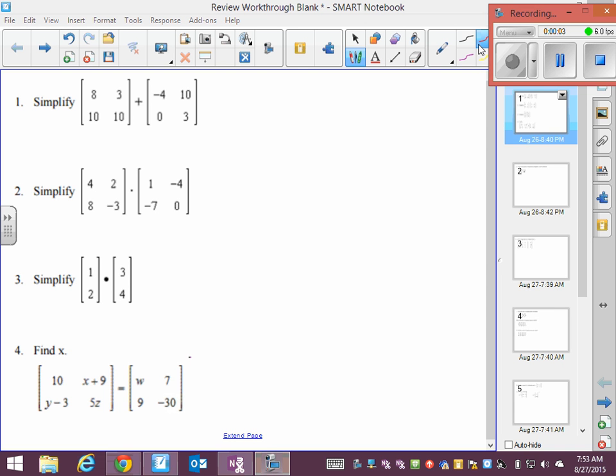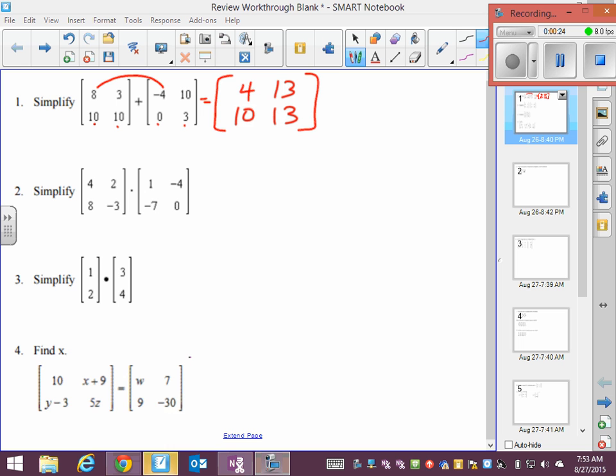Problem 1 is an addition problem. We're going to add the parts in corresponding locations. So we're going to do 8 plus negative 4 is 4. We're going to do 3 plus 10 is 13. We're going to do 10 plus 0 is 10. And 10 plus 3 is 13. That's all it is. That's all there is to addition.